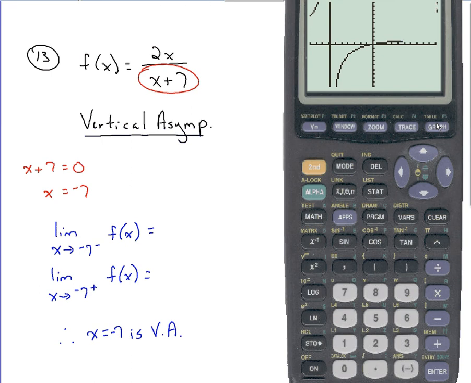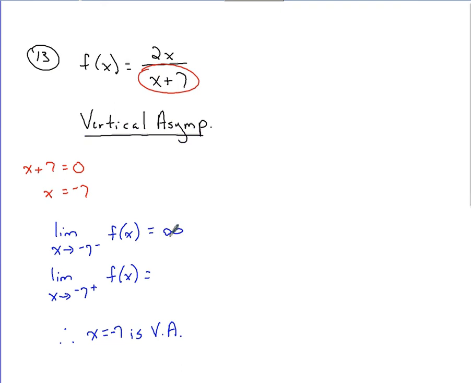see the asymptote there at -7. We can see from the left, graph is trending upwards. We can see from the right of that asymptote, graph is trending downwards. So from the left, it is going to positive infinity. From the right, it is going to negative infinity.